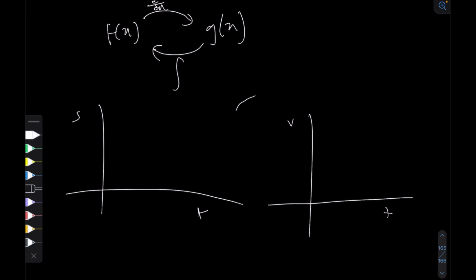And we know that the differential of displacement with respect to time gives me velocity, and so if I integrate velocity with respect to time, it will give me back displacement. But differential gives me the slope and integral gives me the area. So how are these connected? Let me draw a rough sketch of these.